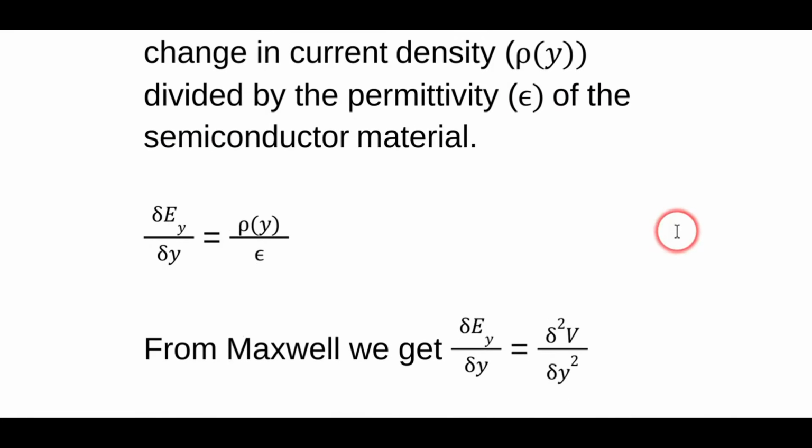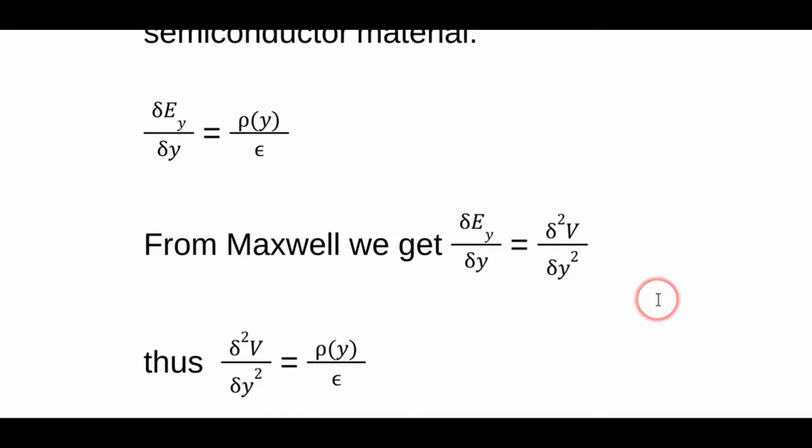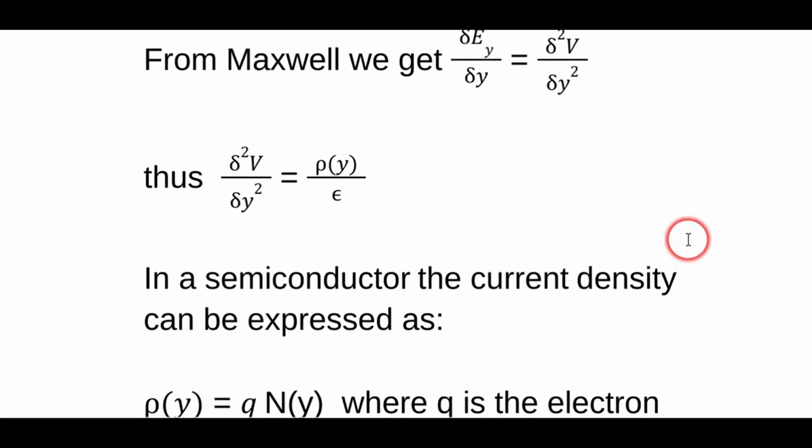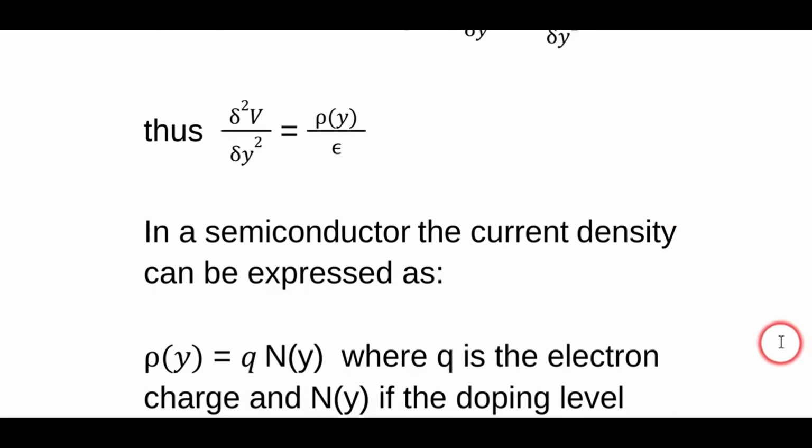We also know from Maxwell's equations that the first derivative of the field with respect to the distance is equal to the second derivative of voltage with respect to distance. All right. So we can now use this with this, and we're starting to get an equation which deals with voltage. All right. In a semiconductor, the charge density can be expressed as the electron charge, this is a constant, and the doping level.